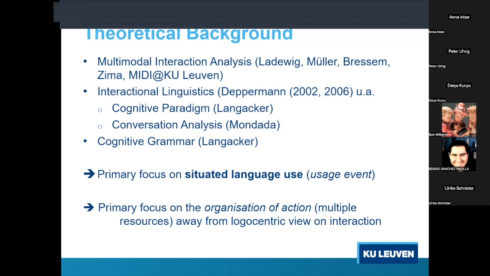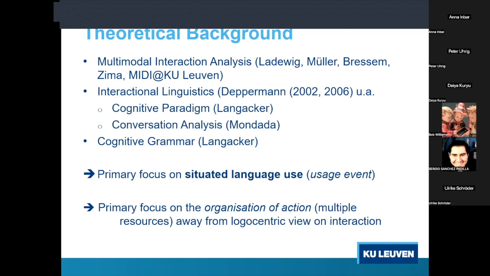Okay, so the primary focus is on the organization of the action or the interaction, taking into account multiple resources and moving away from a logocentric view on interaction, a view on interaction in which you would only like to focus on the wordings, on the sentences, on the text. Because then you fall short. I have to say it's this or this. If I do not take into account the gesturing, that sentence is opaque.